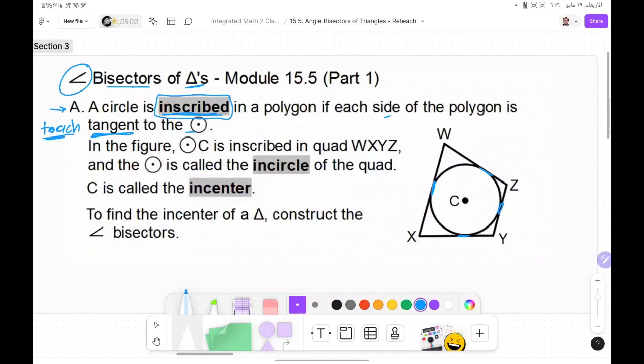Now in the figure here, circle C is inscribed in quad WXYZ, and the circle is called the incircle of the quad. C is the incenter. So in the previous lesson we called the C here the circumcenter, but here we call it the incenter, or sometimes the incircle. So it's up to you. Incenter or incircle, same meaning. Now to find the incenter of a triangle, construct the bisector.